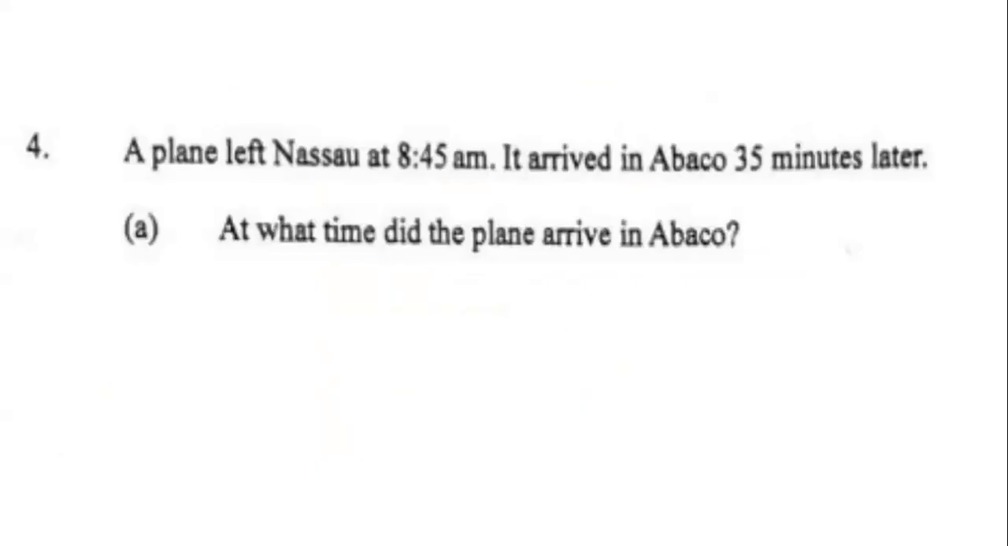A plane left Nassau at 8:45 a.m. It arrived in Abaco 35 minutes later. At what time did the plane arrive in Abaco? Put your answer inside the chat for me, please. Again, put your answer inside the chat for me.